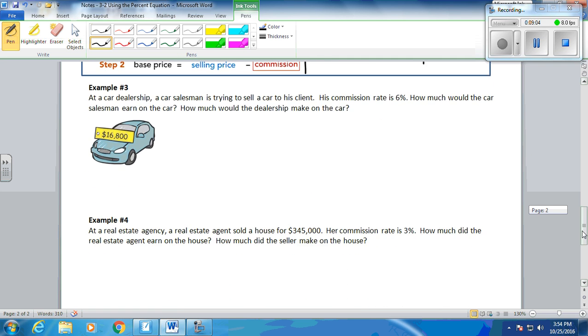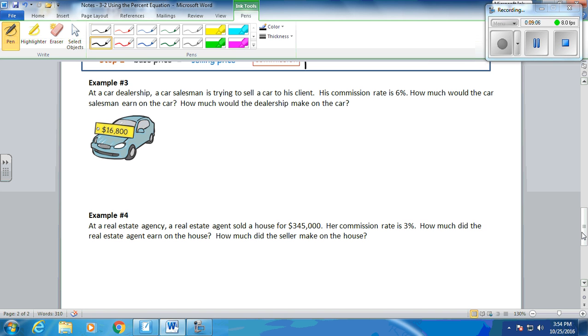So question number 3 says that at a car dealership, a car salesman is trying to sell a car to his client. That's his job. He wants to sell cars. His commission rate is 6%. How much would the car salesman earn, and how much would the dealership make on the car? So 2 separate questions. Well, the price of the car, that's the whole amount.